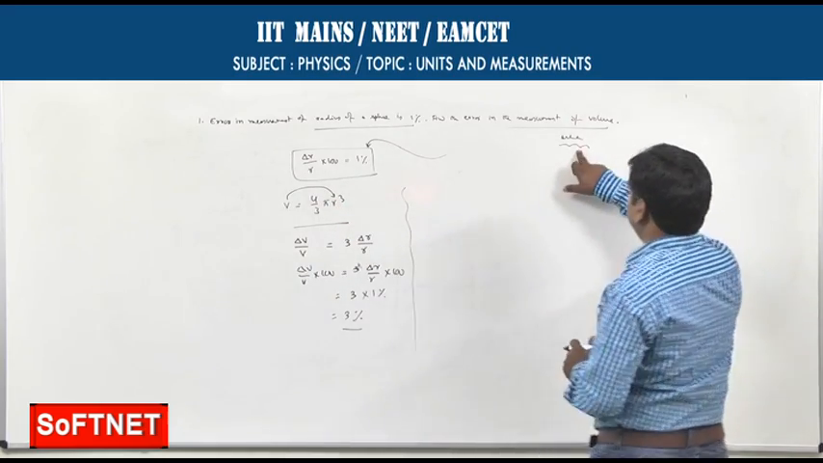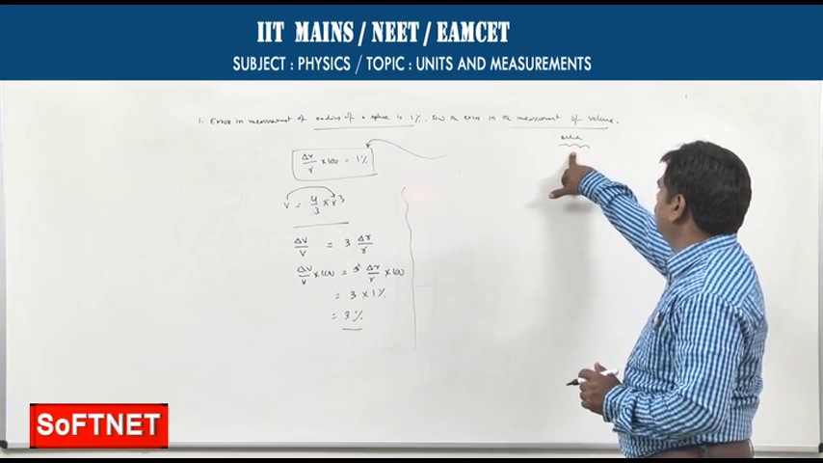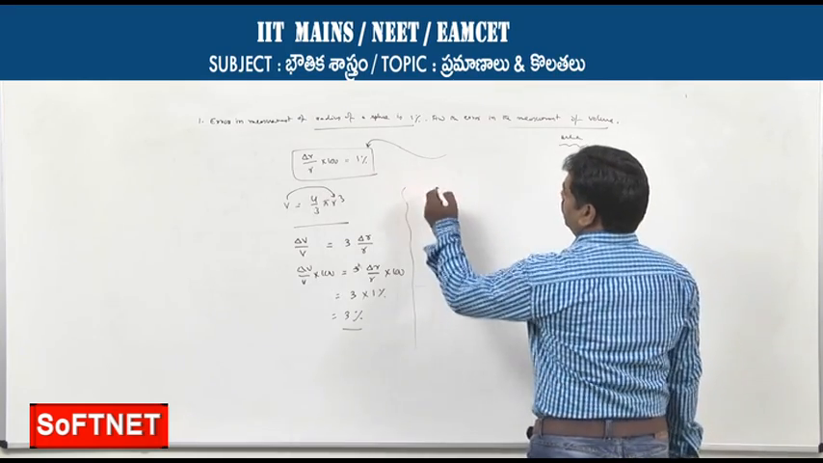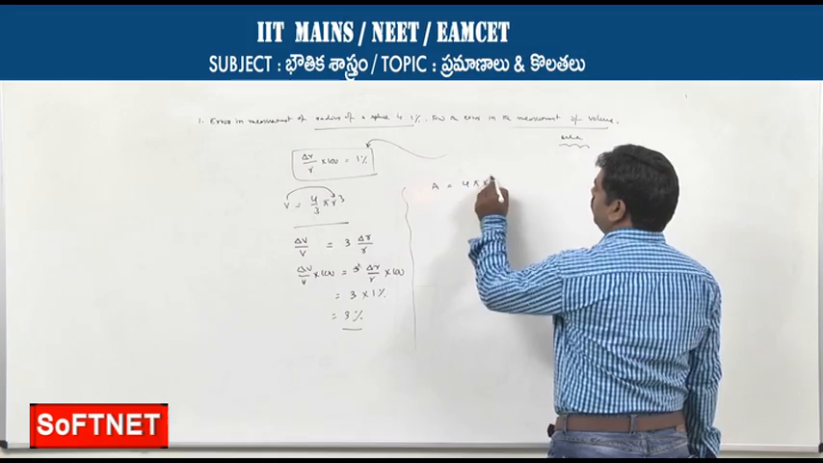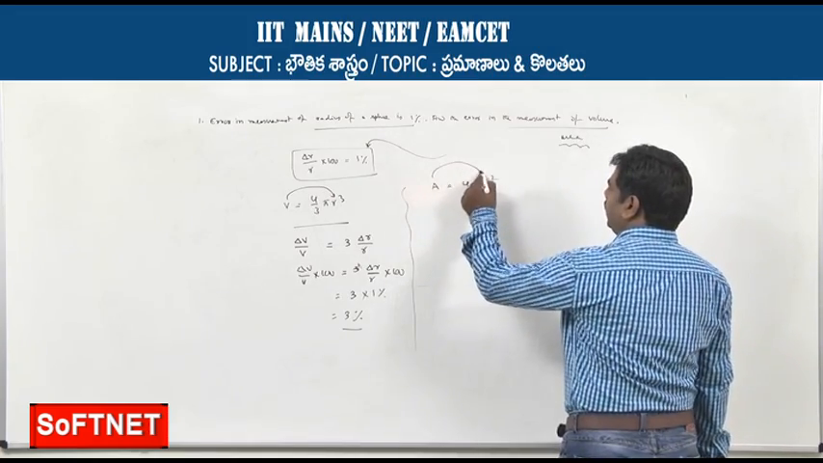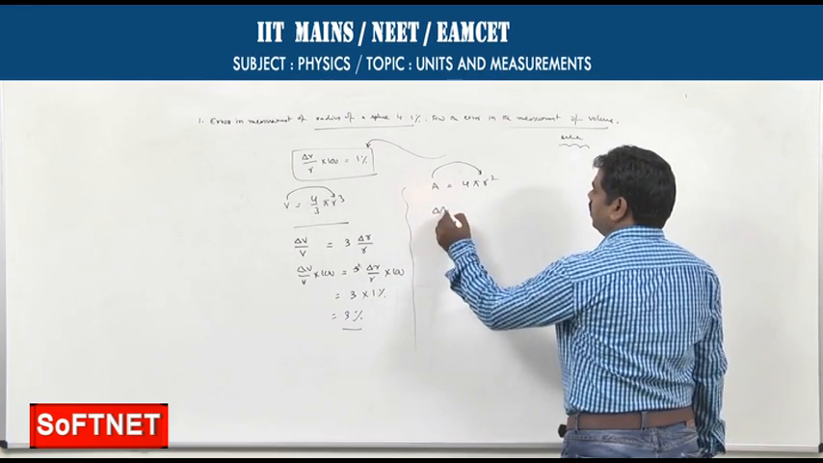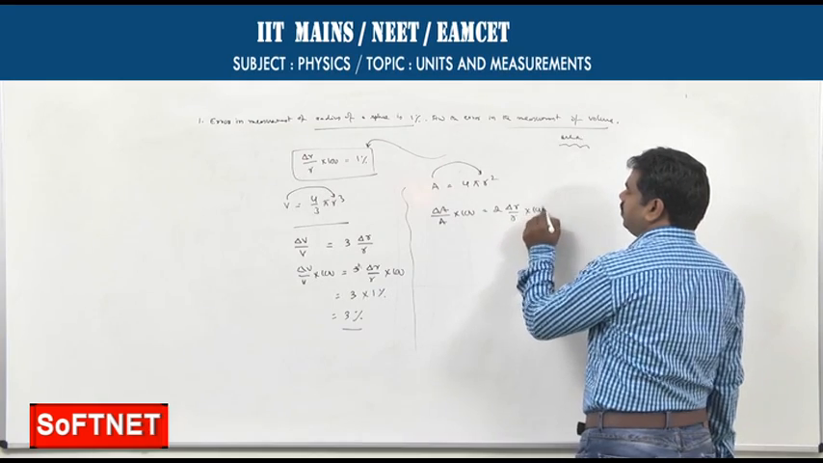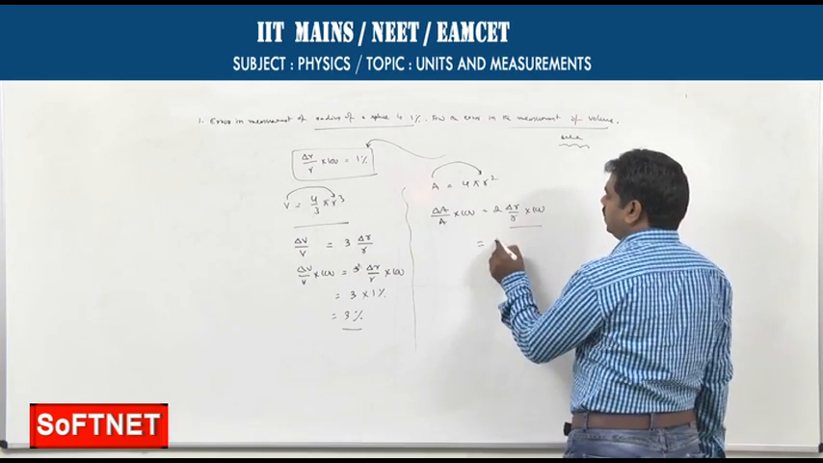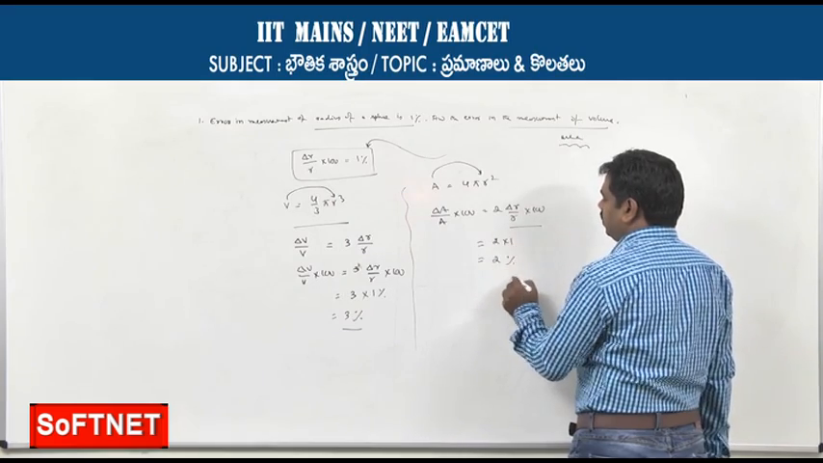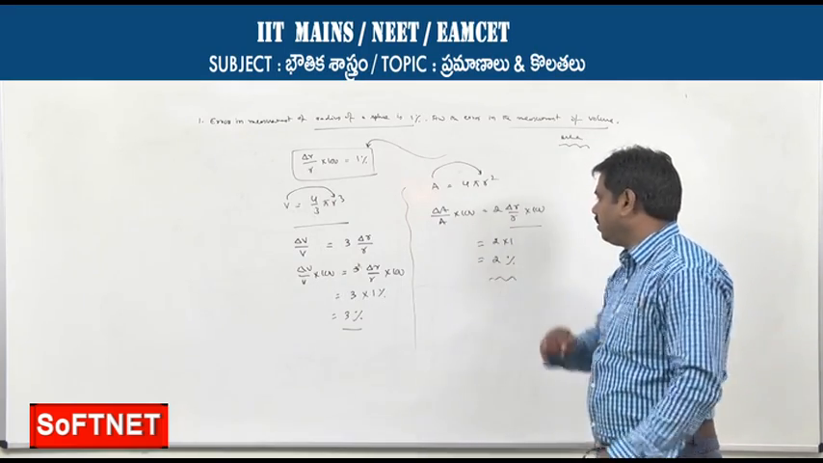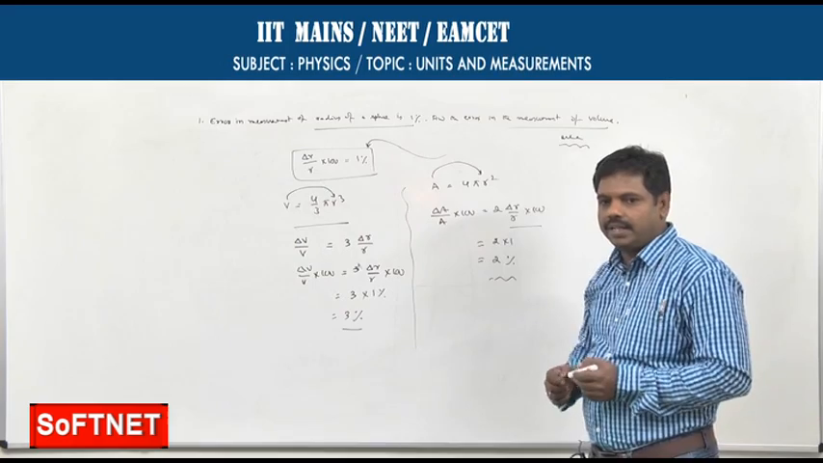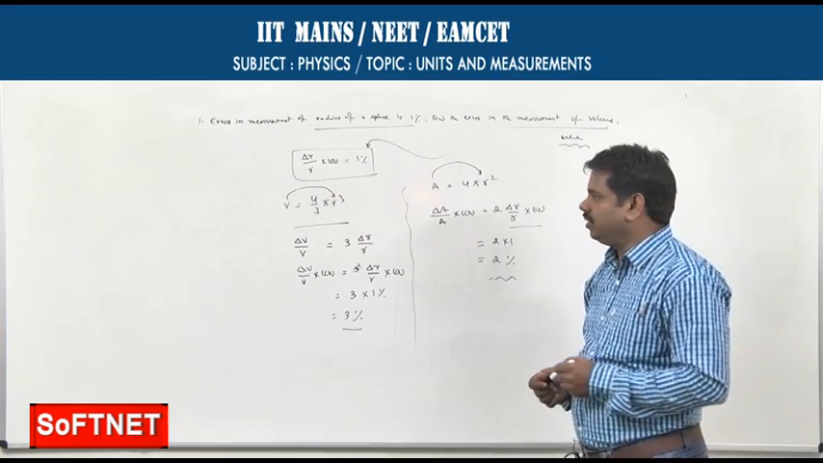And next I will also tell about the percentage of the error in the measurement of the area. For the area of the surface of the sphere, we already know the formula, A is equal to 4 pi r square. Here again A is directly proportional to r square, so delta A by A into 100 is equal to 2 into delta R by R into 100. This is already given to you as 1%, so 2 into 1, you will get 2%. Like this we can find out the percentage of the error in the measurement of the volume as well as in the area. Let us solve one more problem based on this.